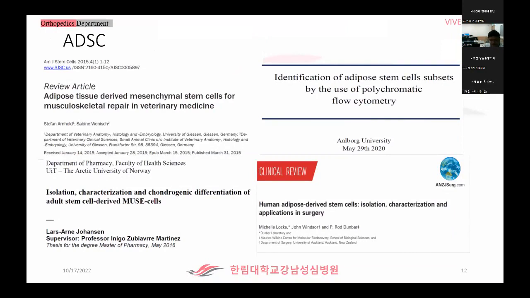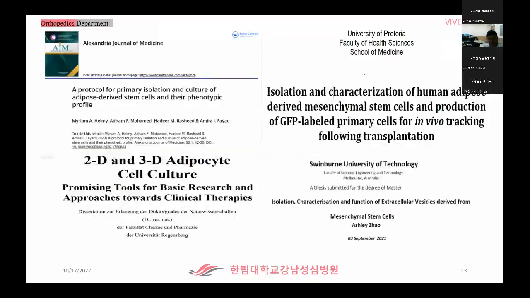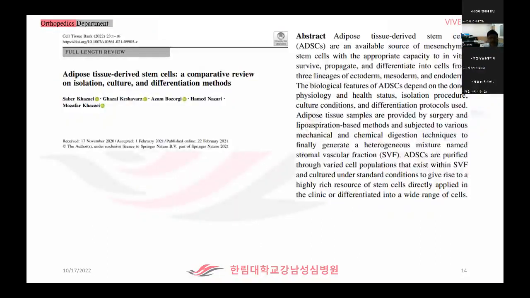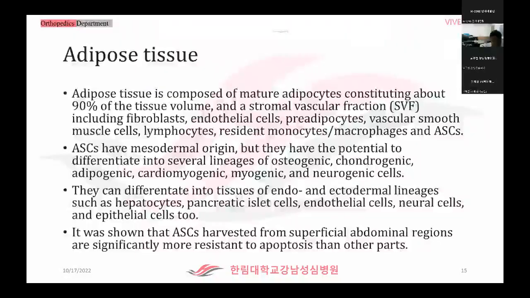There is a lot of evidence that after surgery, rapid healing, or appropriate healing, is achieved when we provide certain kinds of cell-based therapy. These papers provide insights about how to isolate and how to use adipose-derived cells for the treatment of musculoskeletal disease.